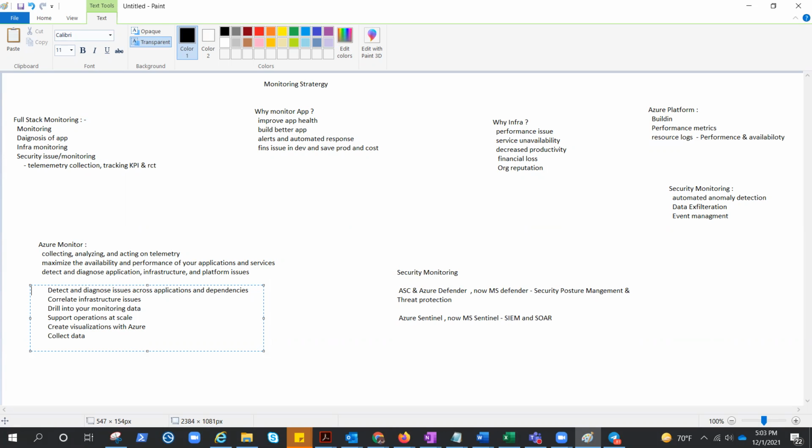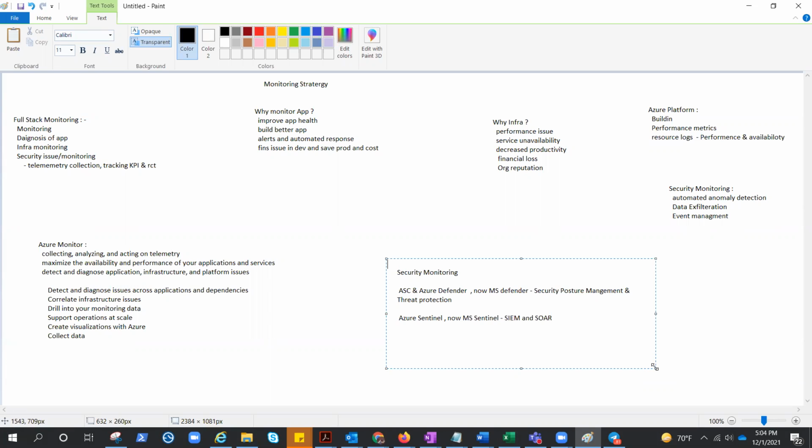Now let's check the options for security monitoring. Yes, if you think Azure Security Center, you're not wrong, but there are some changes, right? So Azure Security Center is a service that manages the security of infrastructure from a centralized location.